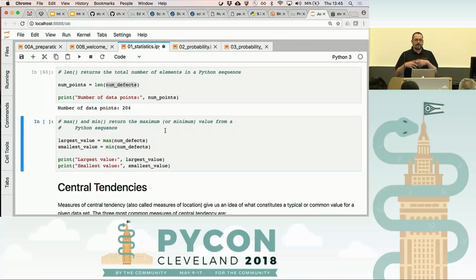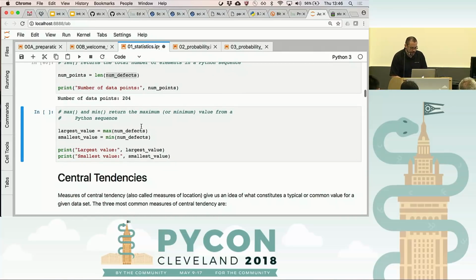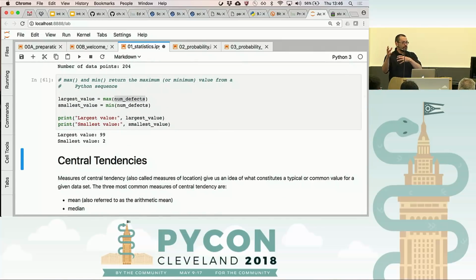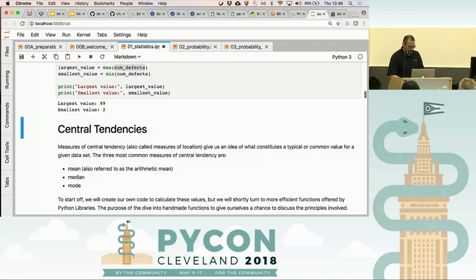Right? If I want to find the biggest value in a set or the smallest value in a set, what functions do I use? Max and min. All right, so let's do that. Let's take number of defects, we'll drop it into max, drop it into min, and we get that big value of 99, and our smallest value happened to be a 2. Sweet. All right.